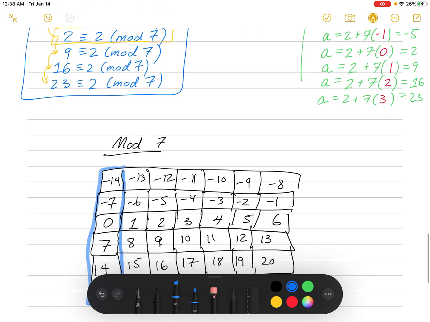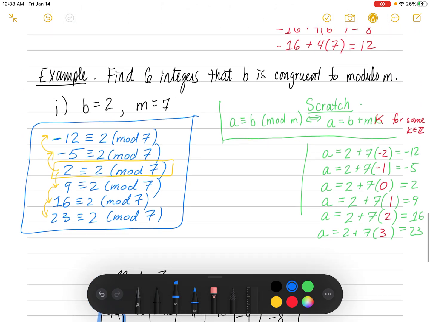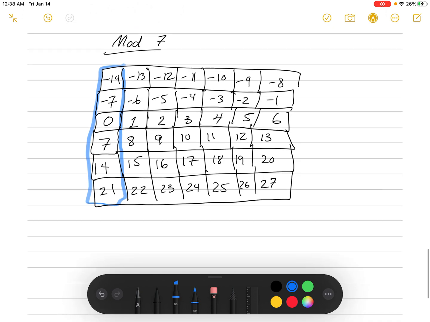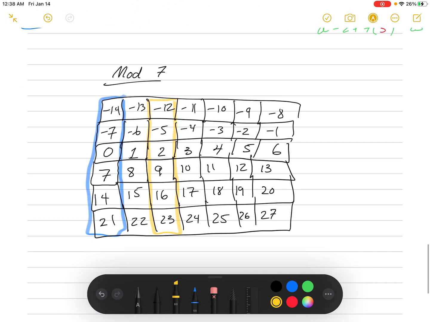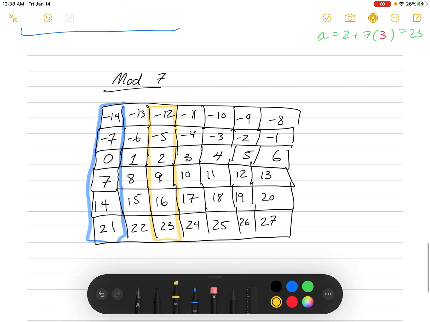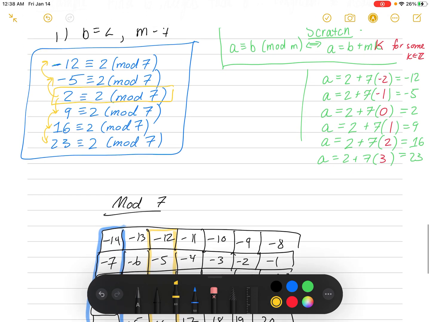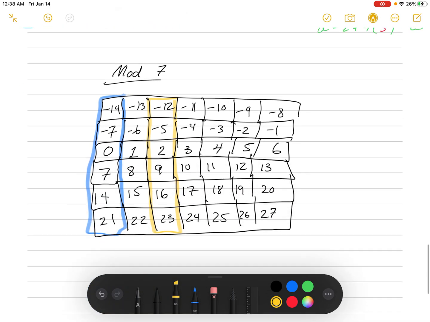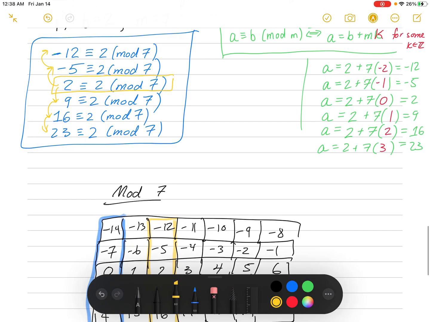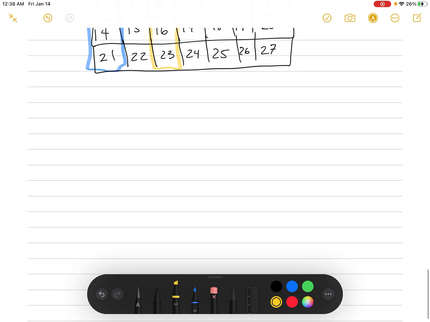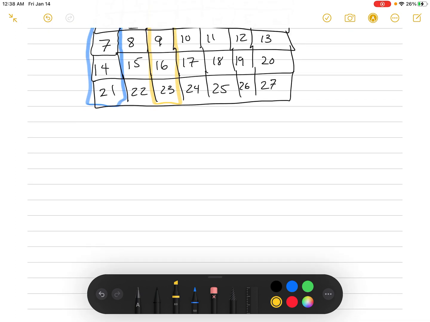Now we were concerned with the column involving, right, our B was 2. So I'm going to highlight in yellow the one that we were interested in, this one here. And as you can see, these are some numbers that are congruent to 2 mod 7: negative 12, negative 5, 2, 9, 16, and 23. And we had all those numbers in our list of numbers here. Okay, so that's really what's going on at the core.